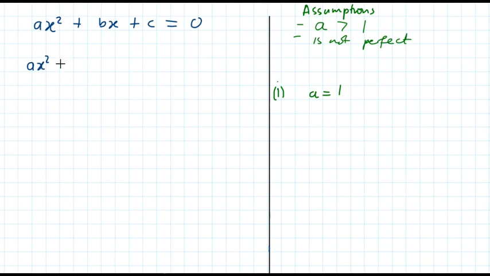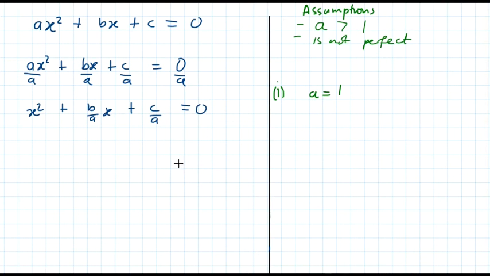So let's make the coefficient of x squared 1. We divide each term by a, so our result now is x squared plus b over a x plus c over a is equal to 0. Okay, so that's the first step.